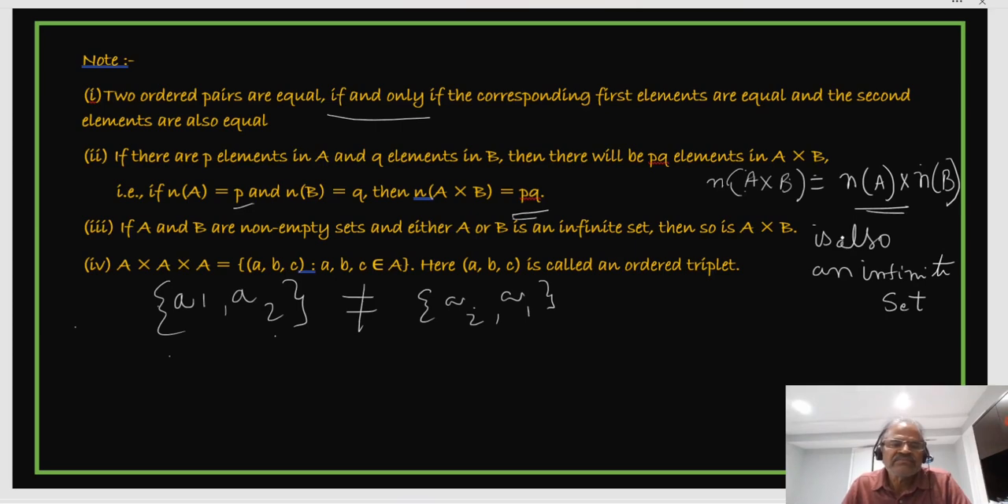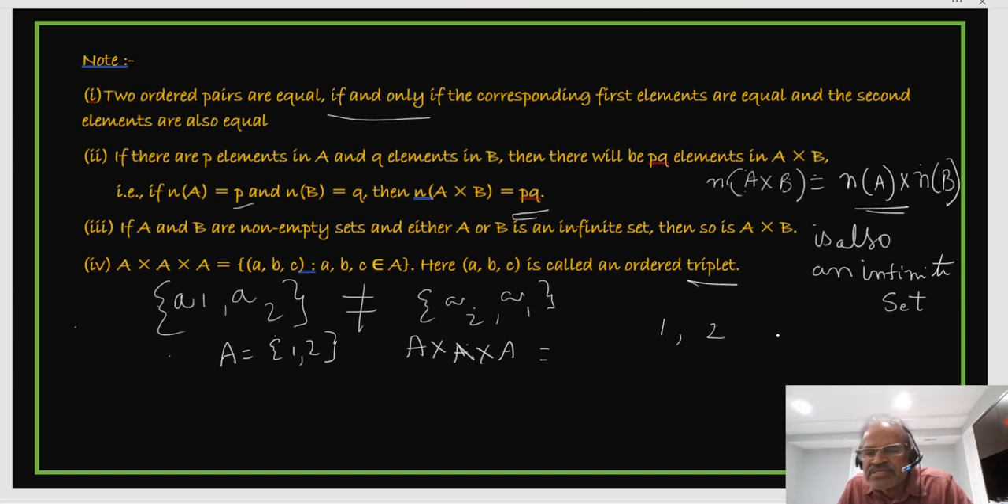Now comes the triple product, A into A into A. It's not a pair. It is a triplet, an ordered triplet. So let A equal 1, comma 2. So A cross A cross A is what? I will show you. Here you can write.